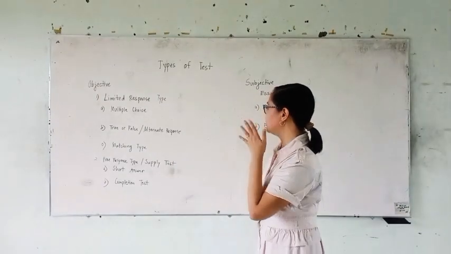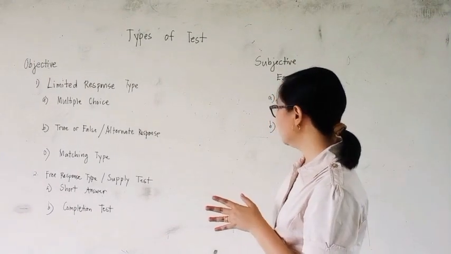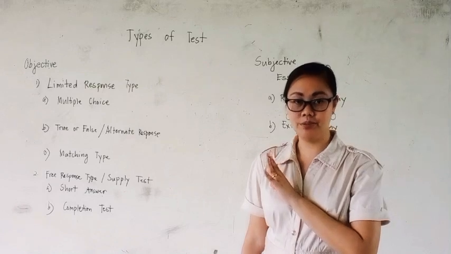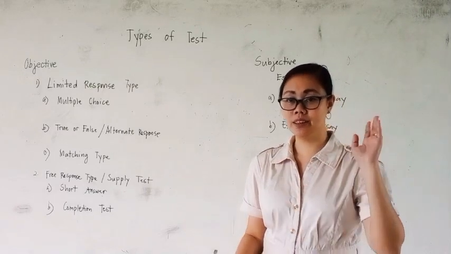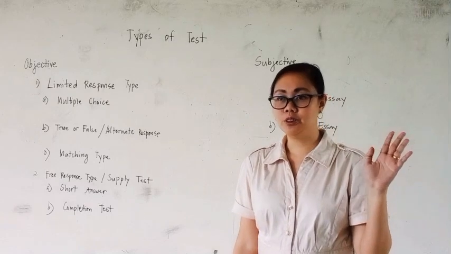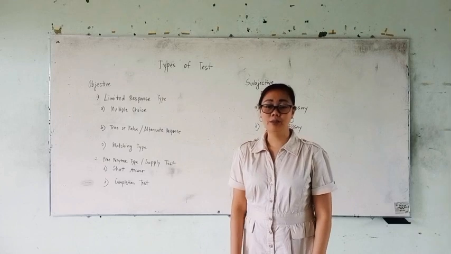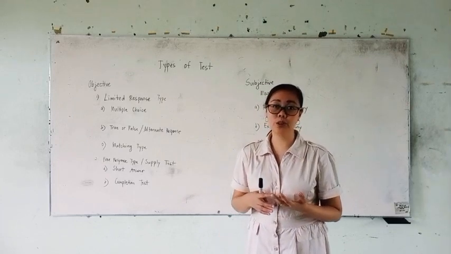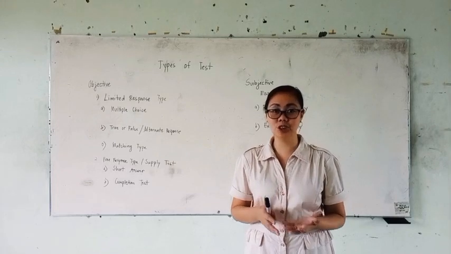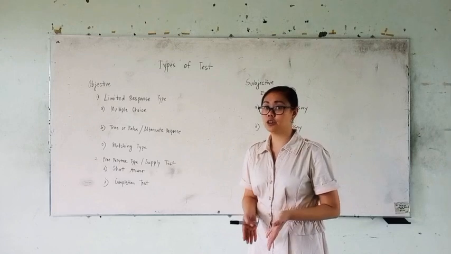So the first classification of tests is, of course, the objective type, and then the other one is the subjective type. Meron tayong dalawang classification. The objective type and then the subjective type. For the subjective type, it's your own opinion or it's not a structured one. So another term that we use for the subjective is the unstructured, while the other one is the objective type, which is the structured type.